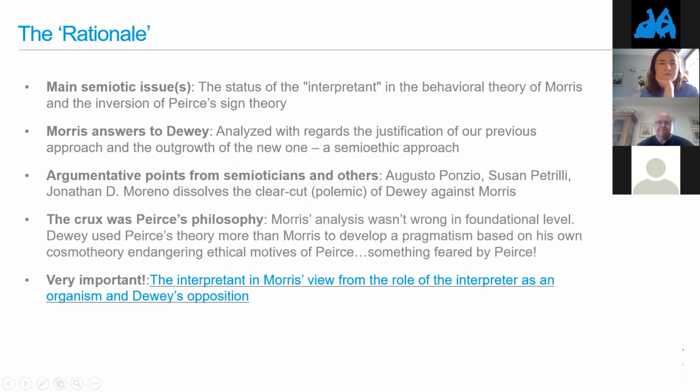It also includes analysis by semioticians or other writers aware of Morris' work and of the confrontation that took place. For example, Petrilli, Ponzio, and Moreno. Moreno, although he takes sides with Dewey, admits that he could not undermine Morris' analysis, so he had to strike at the assumption that the analysis wasn't required, but also by other means, which I'll explain shortly.